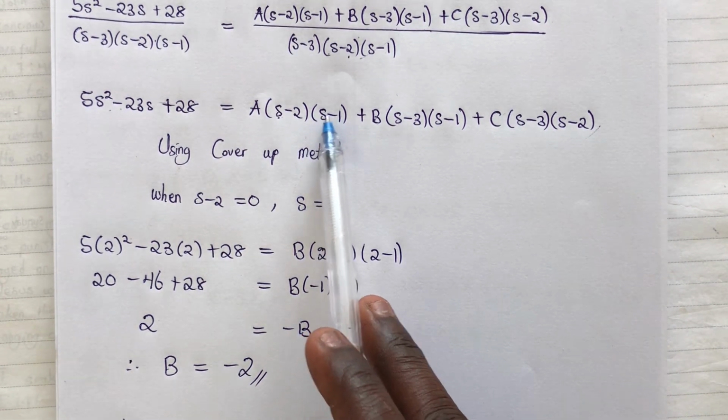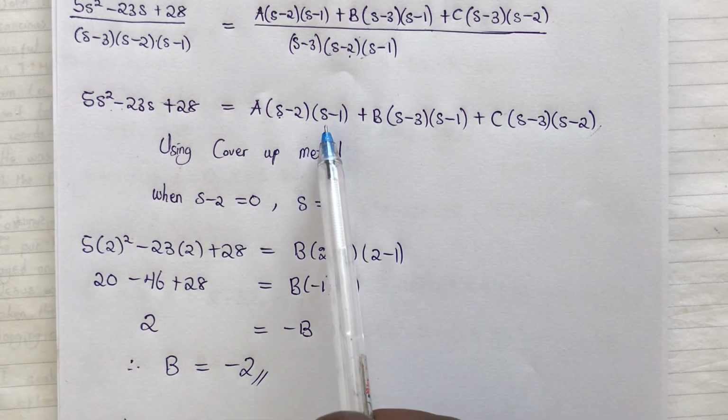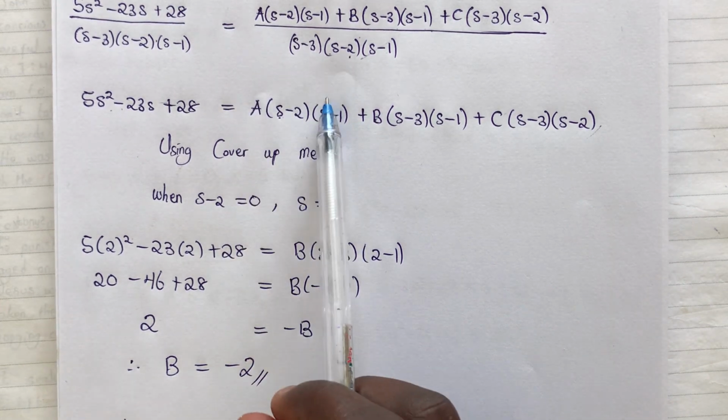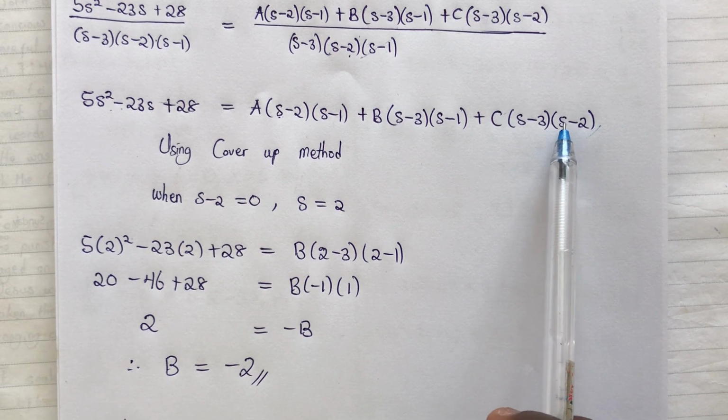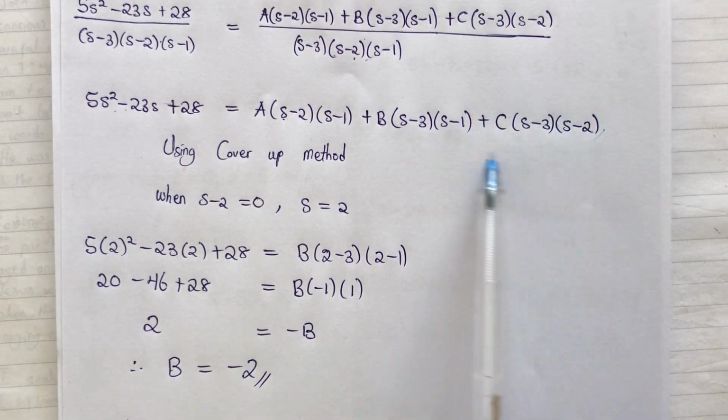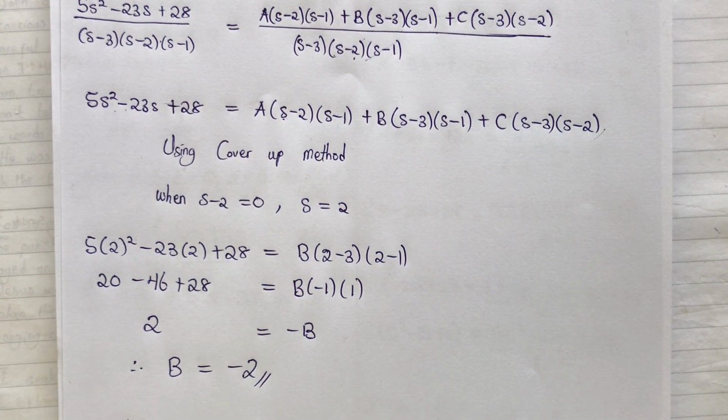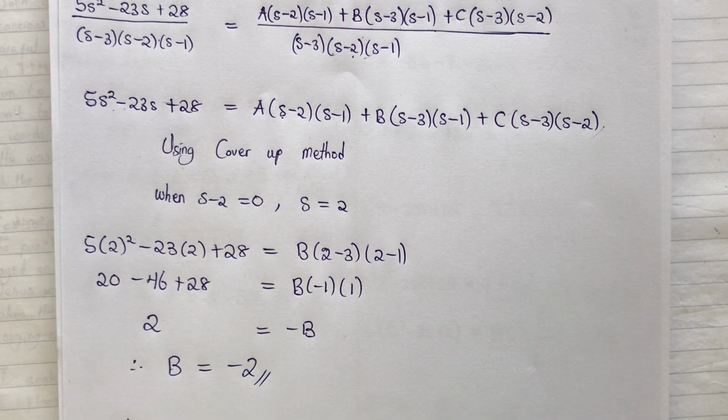Now we can work with s minus 1. If we pick s equal to 1, this side will be 0, a will move to 0, b will move to 0, then we can find c. Because when we substitute 1 here, we will not get 0 on this side. Alright, so when s minus 1 equal to 0, s is equal to 1.